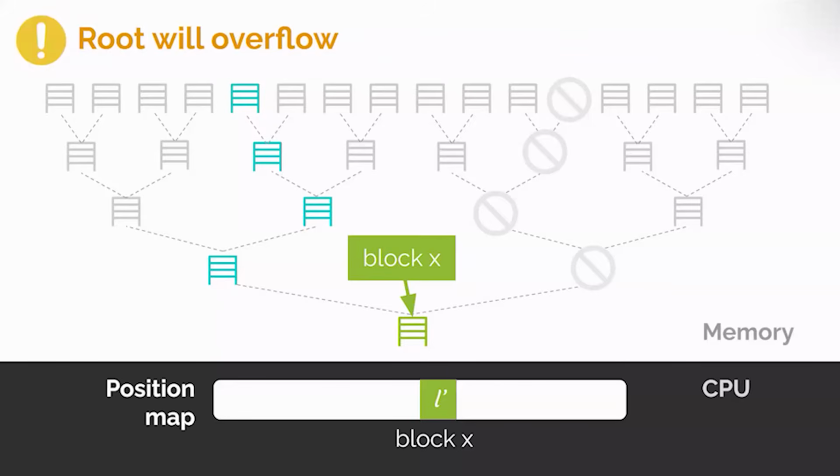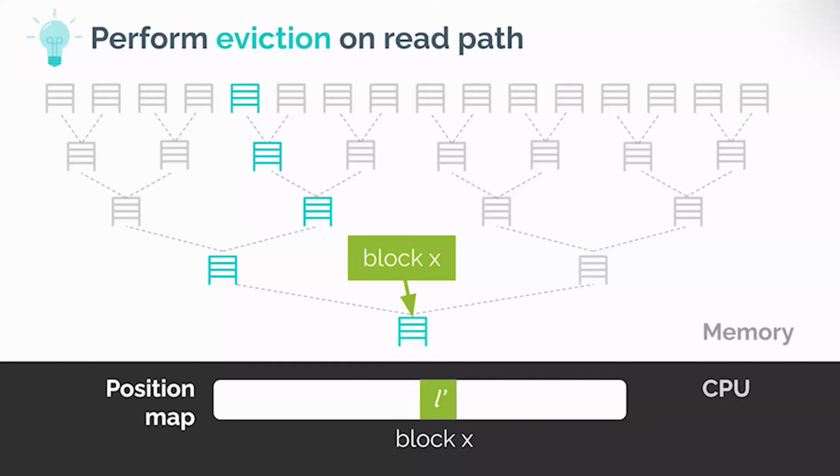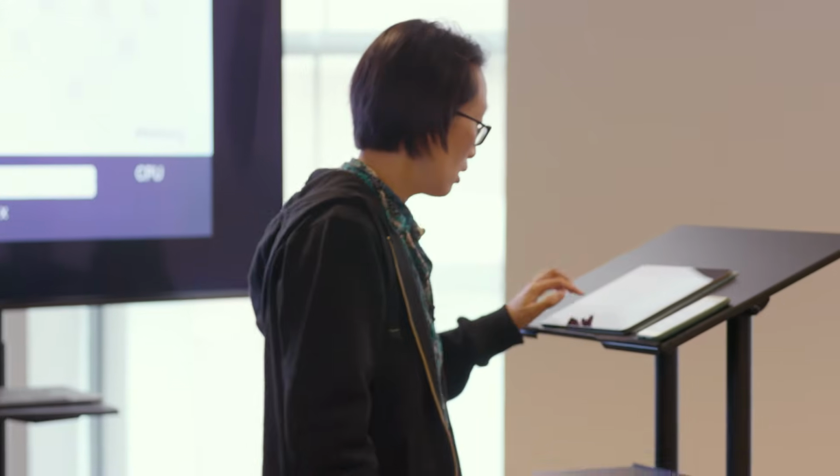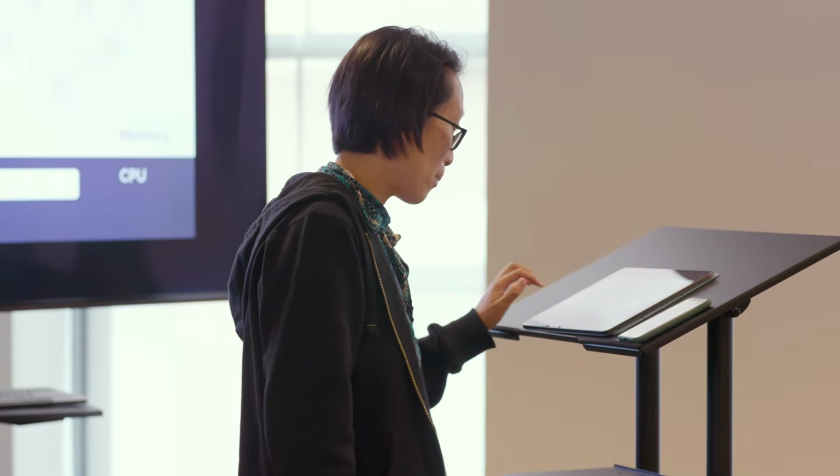And the only thing that's left to resolve is, I cannot keep writing things to the root because the root will become full. So how do I deal with that? There's a background maintenance process called eviction. Eviction is trying to move things close towards the leaves to make sure no bucket will ever overflow. And a simple way to do eviction, this is the reason why the scheme is called Path ORAM.